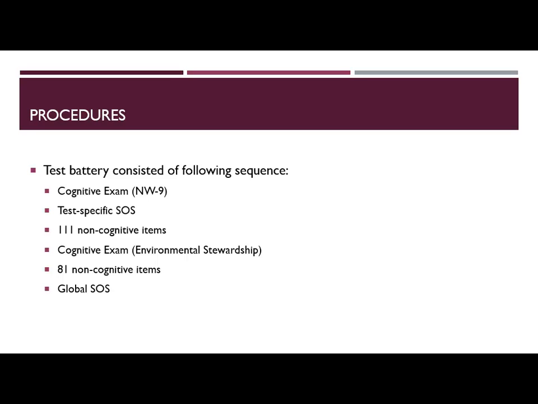These students were exposed to a battery of tests in the following sequence. First, they took a cognitive exam called the Natural World 9. They then completed the test-specific Student Opinion Scale, which was our measure of test-specific motivation. This measure pertained to their motivation on the Natural World 9. Afterwards, they completed 111 non-cognitive items, another cognitive exam, and 81 non-cognitive items before ending the battery by completing the Global Student Opinion Scale, which was our measure of global motivation. This measure pertained to their motivation on the entire battery of tests.